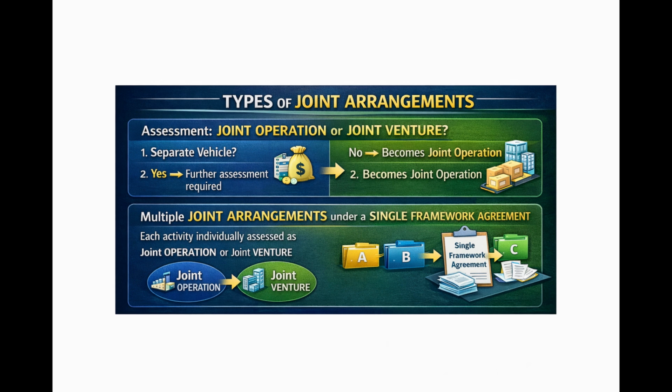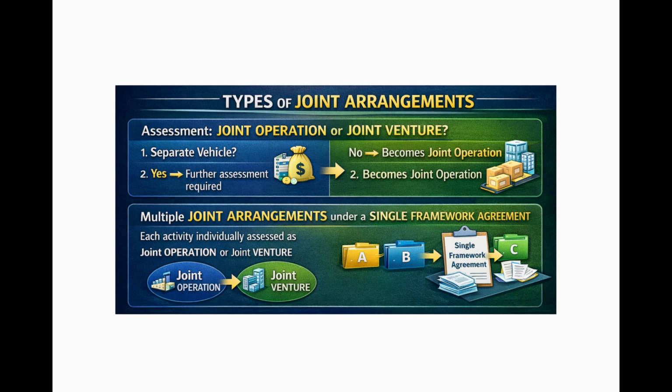In a joint operation, parties have rights to assets. Parties have obligations for liabilities. Accounting is done by line recognition of assets, liabilities, income, and expenses. Think of it as direct ownership and direct responsibility. Joint venture, parties have rights only to net assets. Accounting is done using equity method. Here, parties do not directly own assets or owe liabilities. Core difference, very important. Joint operation, right to assets, obligation to liabilities. Joint venture, right only to net assets.